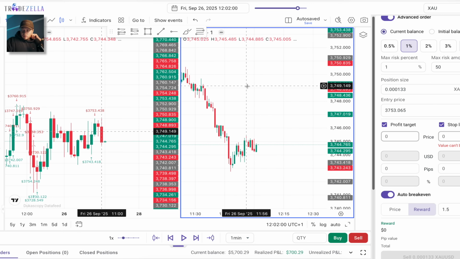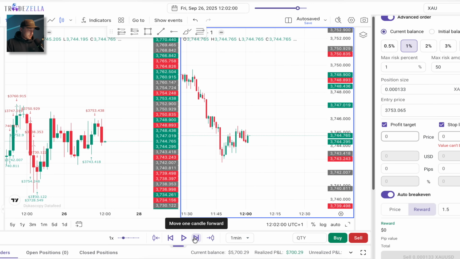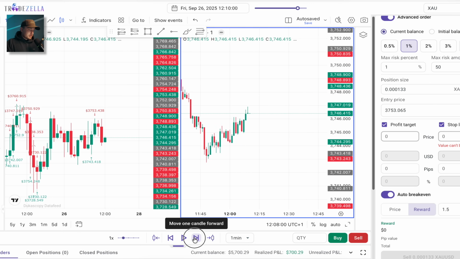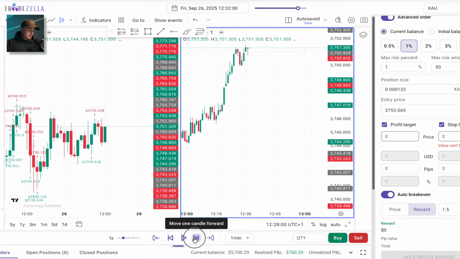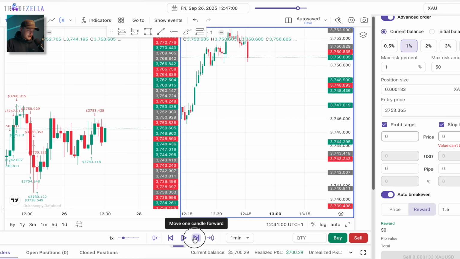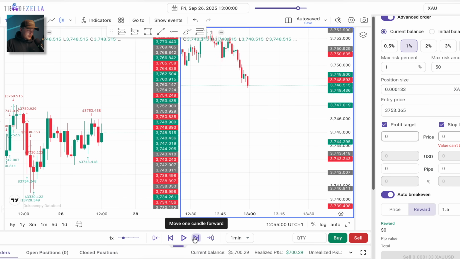I should have taken that. I just don't like taking those trades. So let's see what happens now. We're pushing up, making higher highs, higher lows. We're looking for sells because the previous hourly candle doesn't look like we're going to get an entry. So let's keep moving forward.